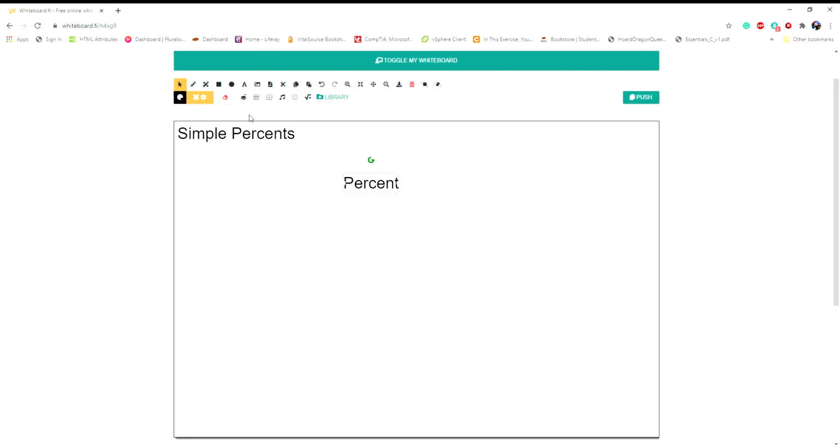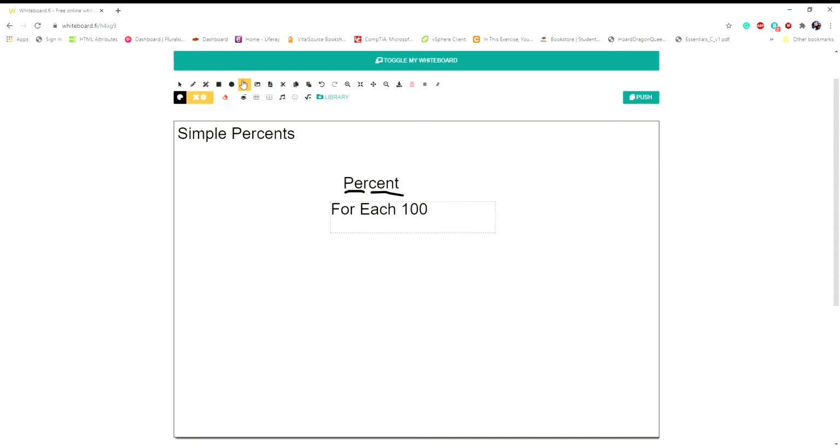Everybody, I'm going to introduce you to simple percents. So to get started, we're going to remember what percent means. Breaking it apart, I have per and cent. What we get is per means for each, and cent means 100. We hear it in century, or it takes 100 cents to make a dollar. So this is the key point here.